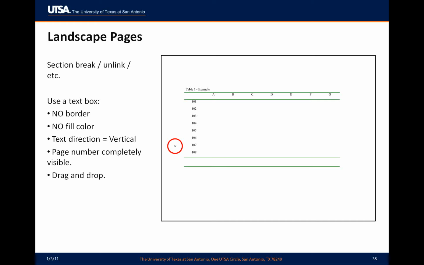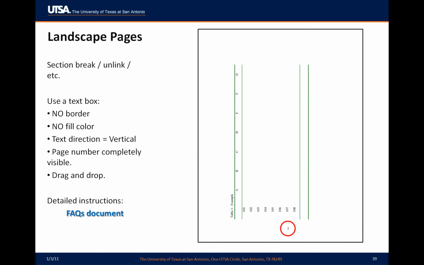Again, this is just going to be a very brief overview of how to do this. You'll follow the same instructions that you did for removing the Vita page number. You'll create that section break, unlink it from the previous section, etc. Once you have followed those instructions, you're going to use a text box to move your page number. So insert a text box, make sure it has no border, no fill color, that the text direction is vertical. Make sure that after you've typed in the page number, it's completely visible, and then just drag and drop it over to the side of the page where it belongs. That way, when you print it off, it looks like this. So that's how you move it. Remember, again, this is just a very quick overview of how to do it. If you need more detailed instructions for how to move your landscape page numbers, please download and use the Frequently Asked Questions document. It has much more information on how to do this.